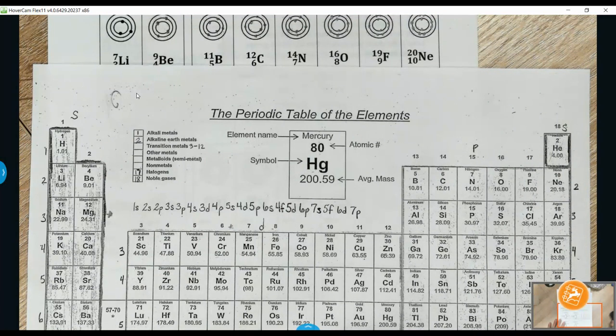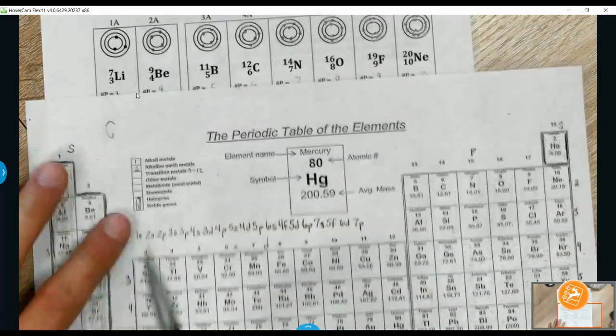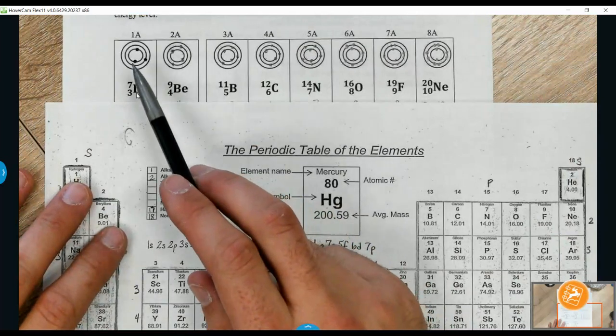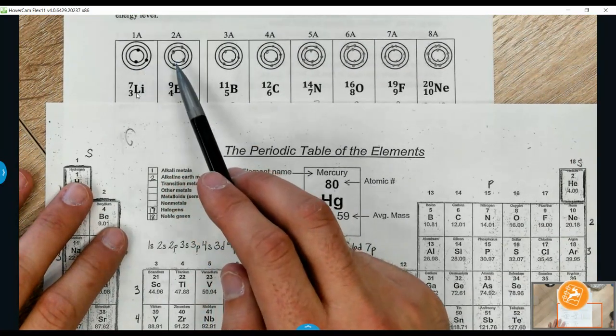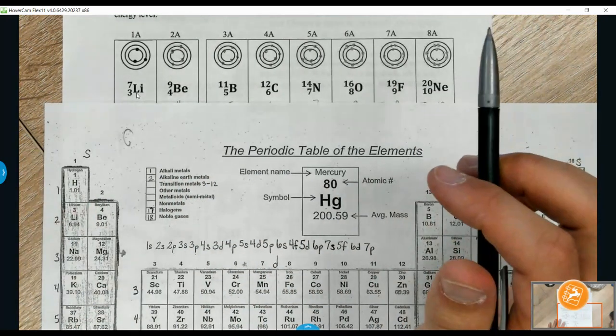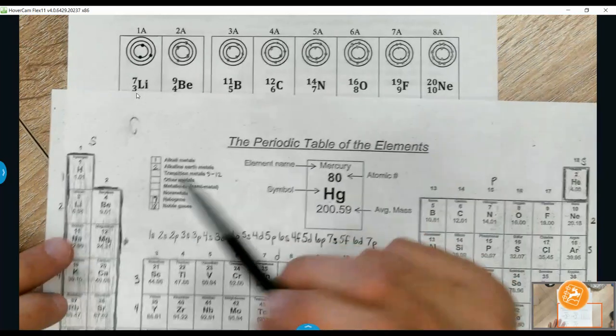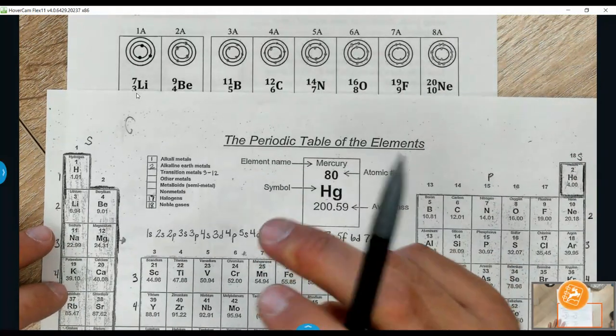Period 2. All right. In period 2, well, how many energy levels were kind of being used up? Right, 1 and 2. So they all wind up having here, all right, 2 energy levels in use. Okay, so periods go across.